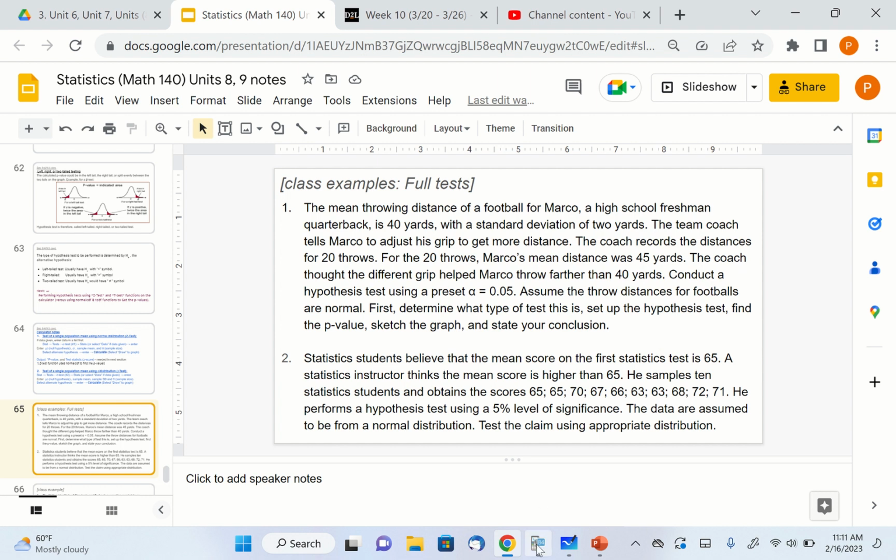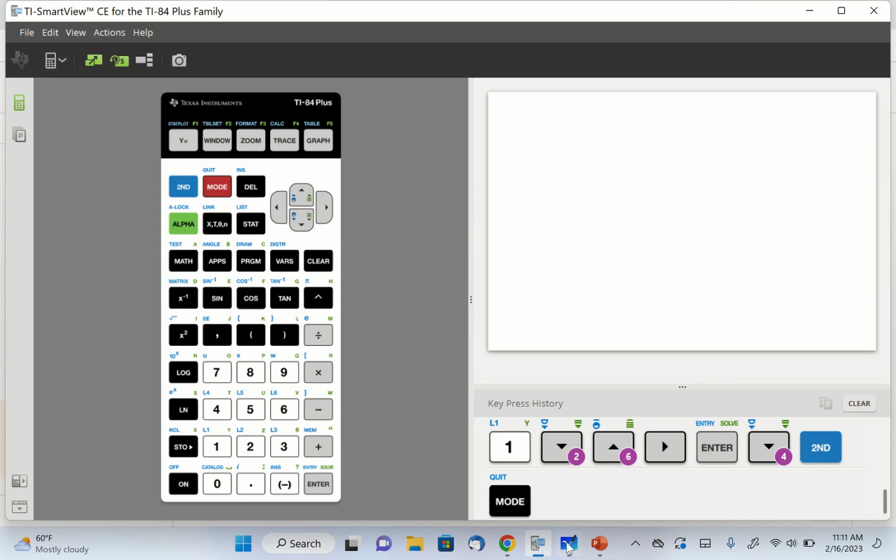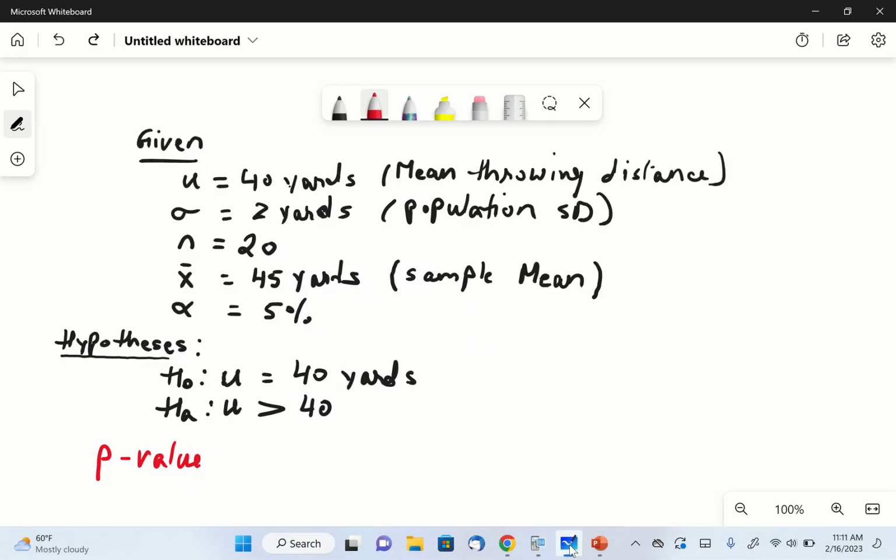Okay, so how do we test coach's claim that the mean throwing distance is actually greater than 40 yards? So first, let's take a look at the summary of the problem here on whiteboard. So the population mean is 40 yards, population standard deviation is 2 yards, sample size 20, and for that sample, the sample mean is 45 yards. So we need to test the claim at 5% significance level. So set up the hypothesis first. The null states that it's equal to 40 yards, and the alternative claim is that it's greater than 40 yards. To test it, we need the p-value.